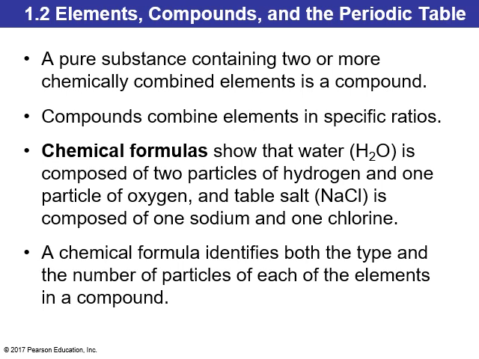So the chemical formula is going to identify the type of element involved in the compound and the number of particles or atoms of each element involved in the compound. So it's going to tell you about the ratio.